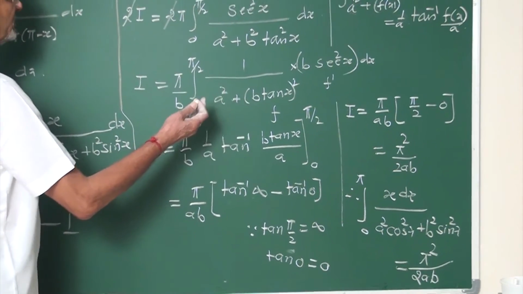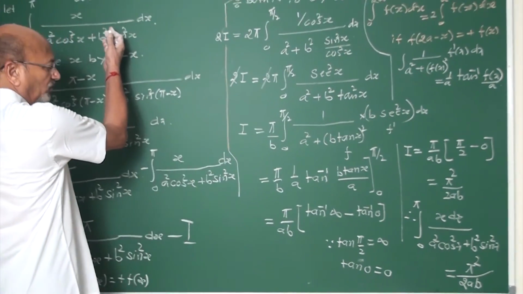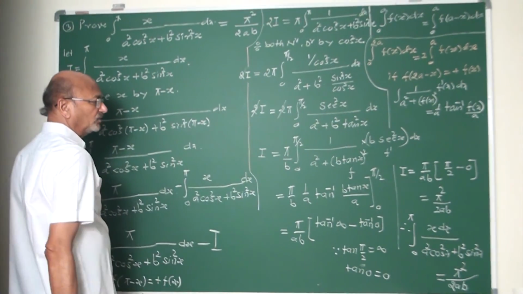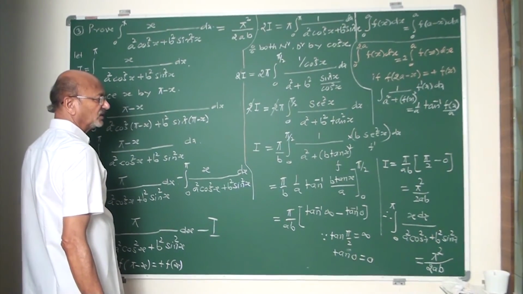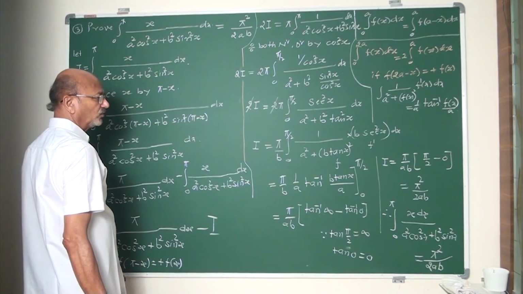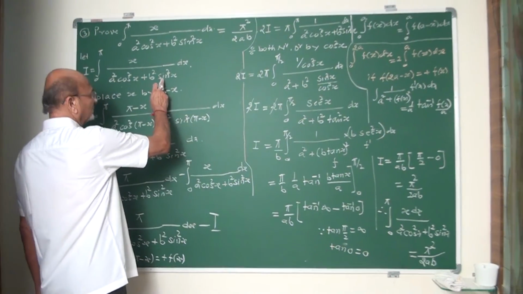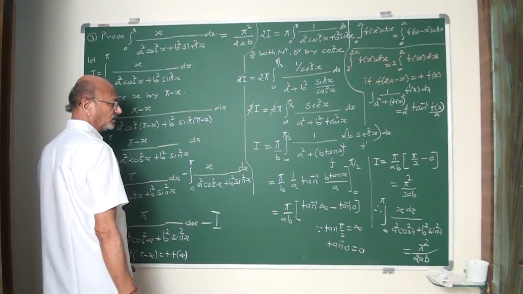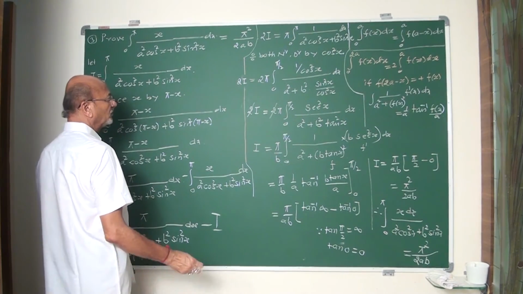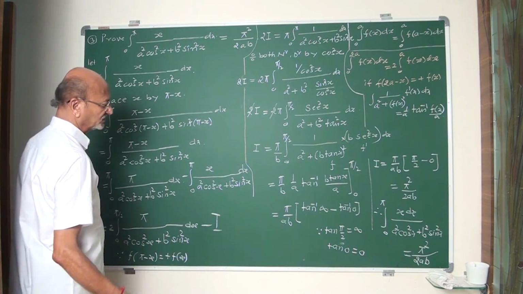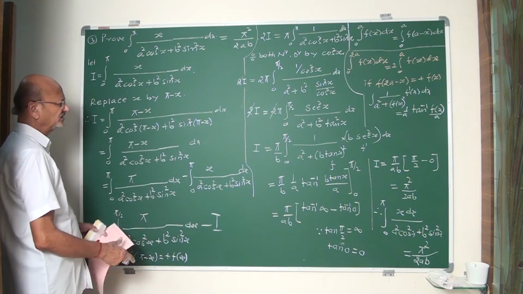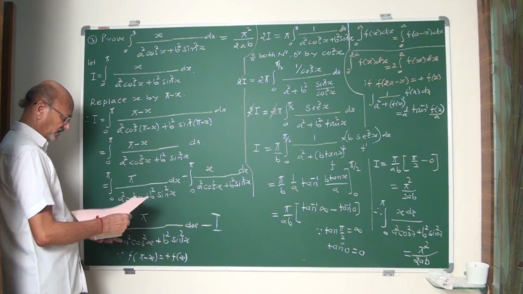Therefore, I is pi square upon 2ab. Therefore, this integral equals pi square upon 2ab. Yes, this is the evaluation. These are lengthy, my friends.